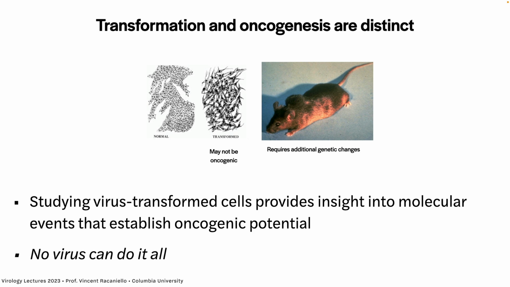Transformation and oncogenesis are distinct. Transformation is a property of cells in culture, which is absolutely needed for oncogenesis. Oncogenesis, the development of a tumor.